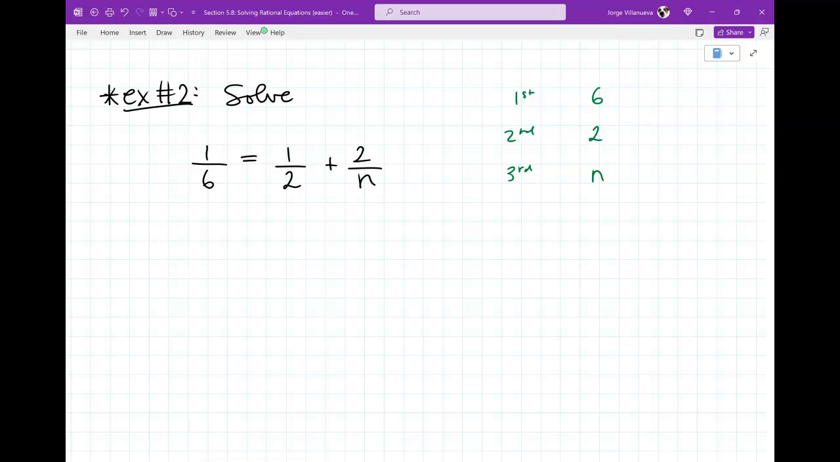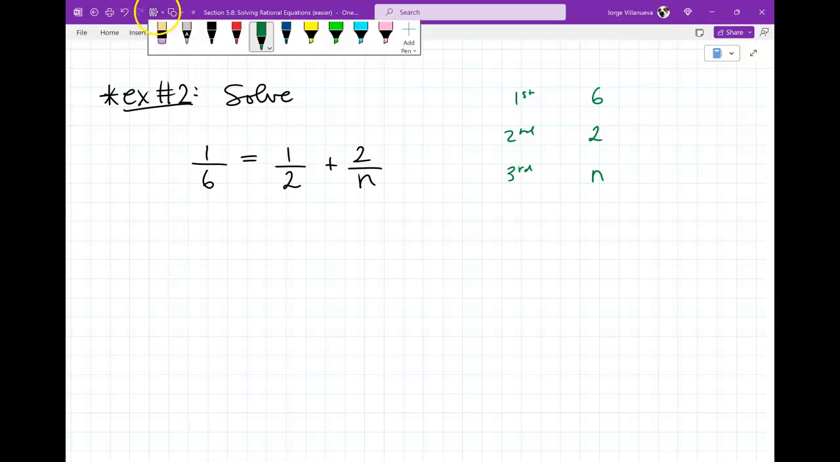So I've got to make sure that all the denominators are the same, right? Usually when you have multiple numbers, you look at the biggest number. Let's just pretend we want to keep the 6. Can I make a 6 pop up on the second fraction? How can I do that?